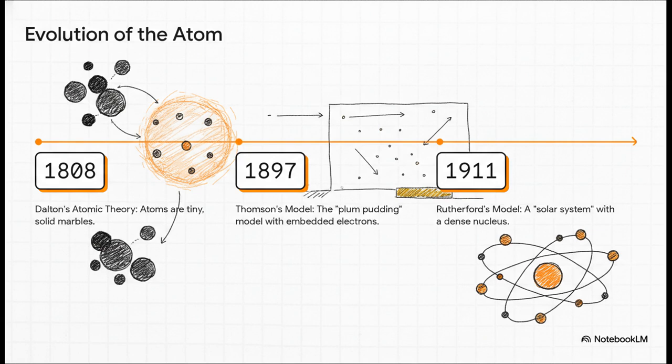Fast forward to 1897 and J.J. Thomson discovers the electron. His idea, the plum pudding model, this ball of positive pudding with negative electrons scattered inside. It was a step up, for sure, but it didn't hold up to experiments. And then came the big one: Ernest Rutherford's gold foil experiment in 1911. It showed the atom was mostly empty space with this tiny, dense, positive center, giving us the solar system model. This was a huge leap, but it had one giant fatal flaw.